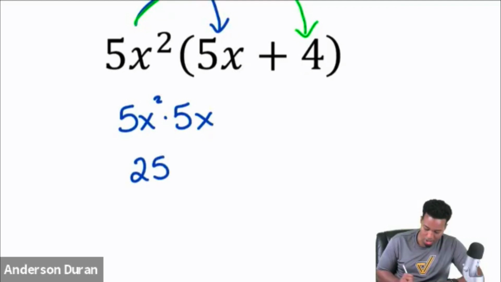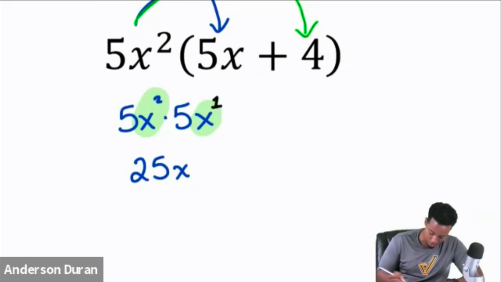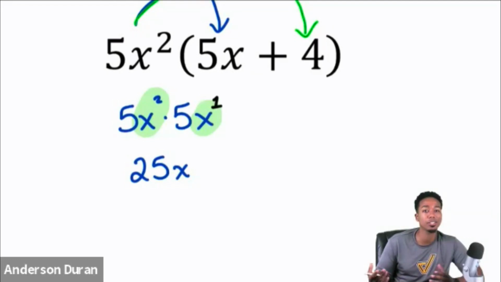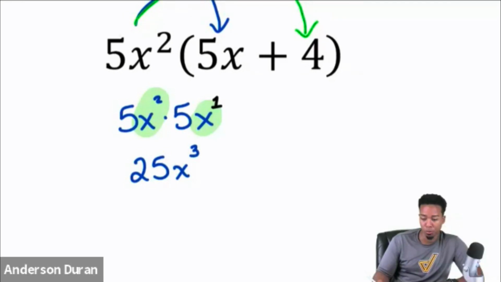Correct, 25, exactly. And then with those exponents, what are we going to do here? With an x squared and an x, we are going to have x to the power of 3. We are going to add those exponents. Remember, there is a 1 here. There is a 1 here. If you don't see an exponent, it's one of those. So 2 plus 1 does give us 3, 25x cubed.